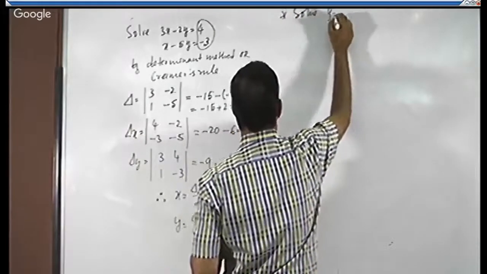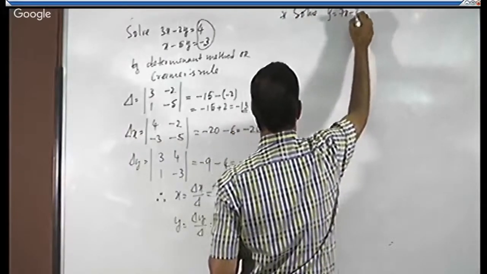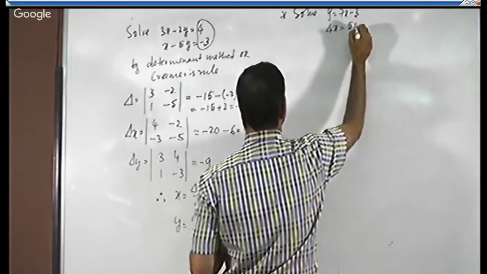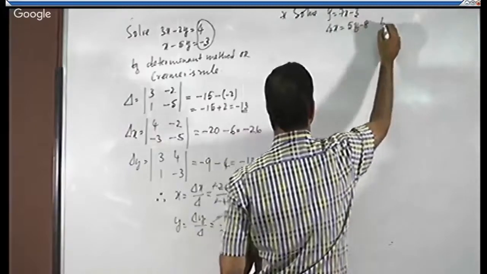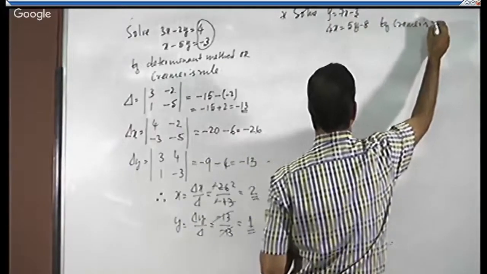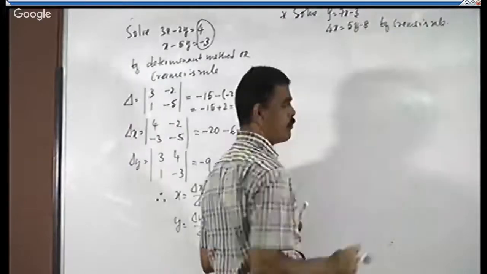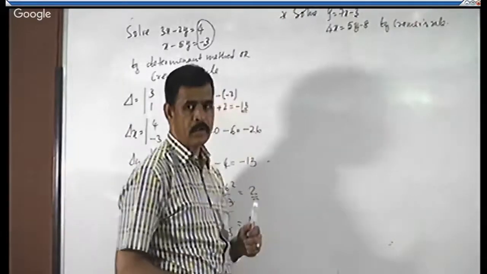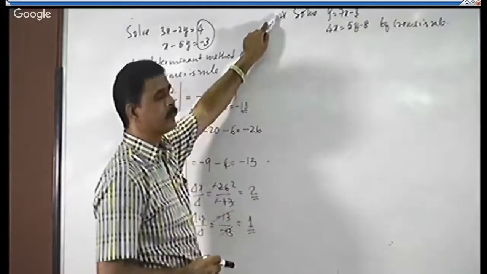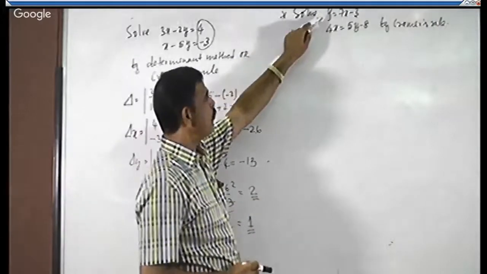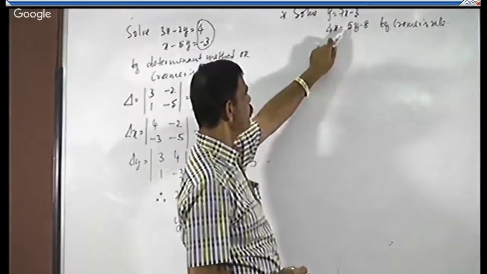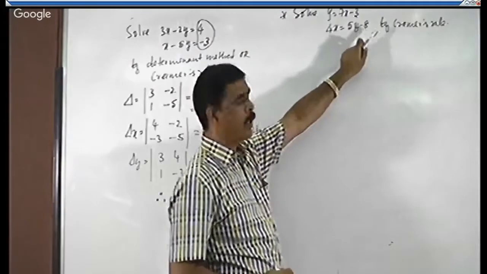Solve. y is equal to 7x minus 3, 4x is equal to 5y minus 8, by Cramer's rule. They will give you Cramer's rule or determinant method. See the problem. What is given? y is equal to 7x minus 3. 4x is equal to 5y minus 8.